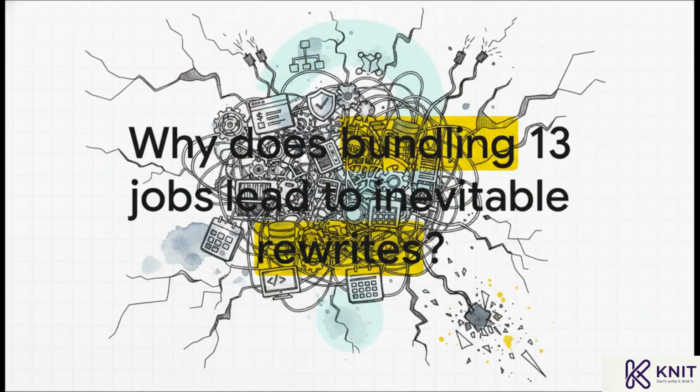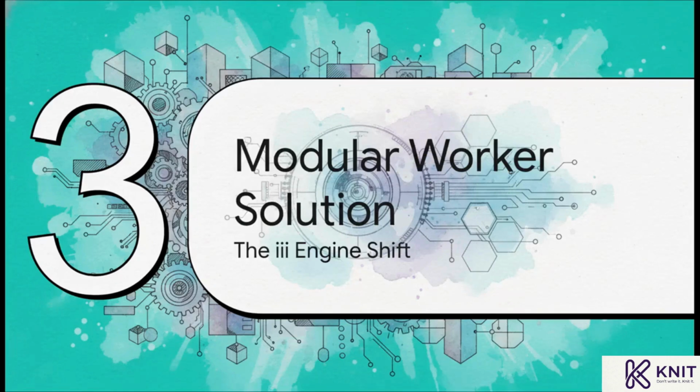So, the million-dollar question here. Why does bundling these 13 distinct jobs lead to inevitable system rewrites? Well, it's pretty simple. A year into your project, you're going to realize the specific approval gate or budget tracker that your framework shipped with just isn't cutting it for your enterprise needs. And when they're all super glued together, fixing that one thing breaks everything else. We desperately need a radical architectural shift. And that brings us to the fix, Section 3, the modular worker solution.